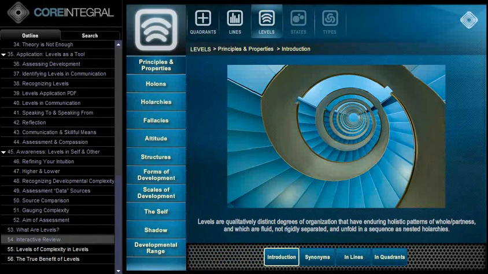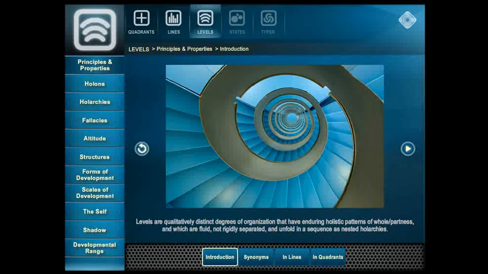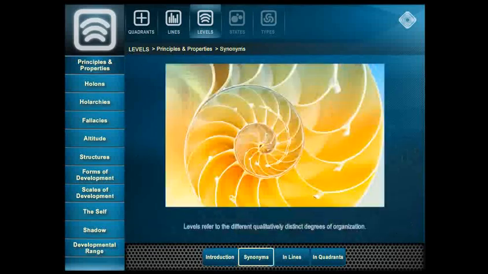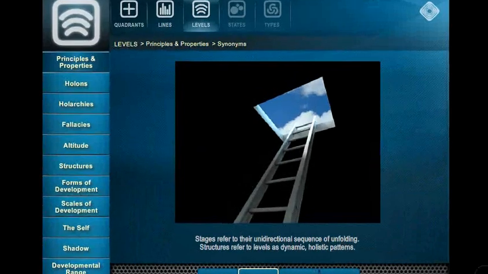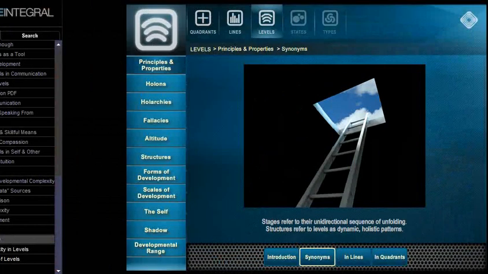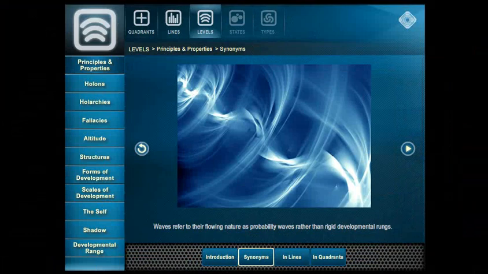Levels are qualitatively distinct degrees of organization that have enduring holistic patterns of whole partness and which are fluid, not rigidly separated, and unfold in a sequence as nested holarchies. Levels refer to the different qualitatively distinct degrees of organization. Stages refer to their unidirectional sequence of unfolding. Structures refer to levels as dynamic holistic patterns. Waves refer to their flowing nature as probability waves rather than rigid developmental rungs.